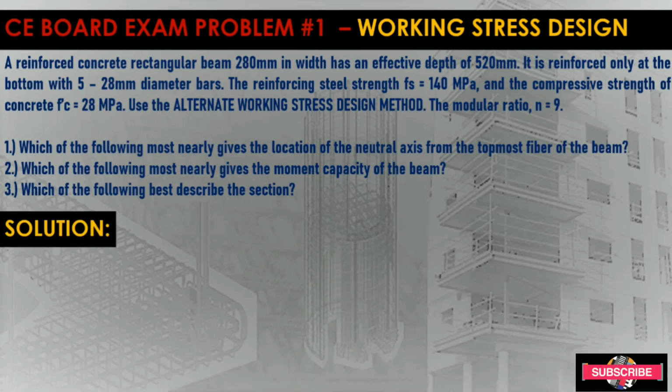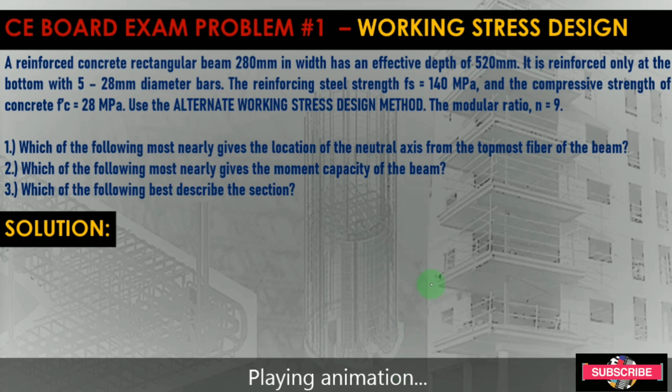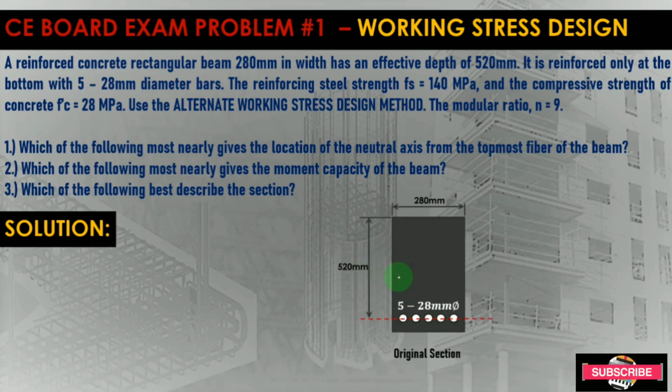The first step here is to locate the neutral axis. But before that, you need to draw the initial shape of your rectangular beam, which is given here as 280 mm in width. So we have here the width 280 mm, and the effective depth is 520 mm. Take note that the effective depth usually refers to the distance from the topmost fiber of your concrete to the centroid of your steel. That is why, as you can see here, we have this distance of 520 from the topmost concrete fiber to the centroid of the steel.